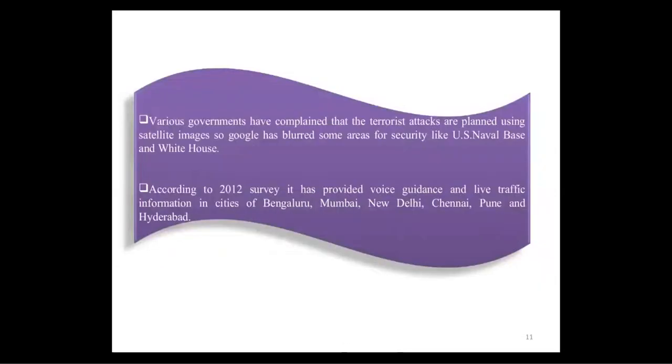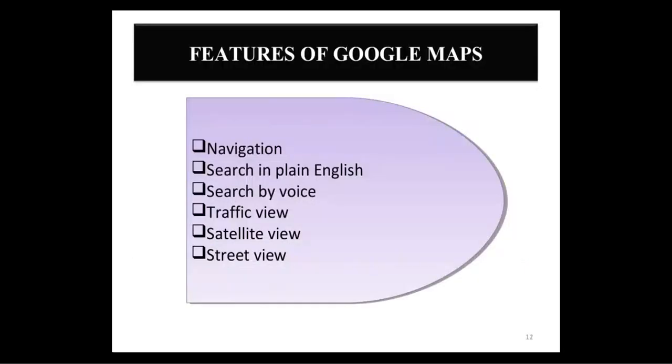Various governments have complained that terrorist attacks are being planned using satellite images, so Google has blurred some areas for security, like the US Naval Base and the White House. According to a 2012 survey, it has provided voice guidance and live traffic information in the cities of Bangalore, Mumbai, Delhi, Chennai, Pune, and Hyderabad. Features of Google Maps are navigation, search in plain English, search by voice, traffic view, satellite view, and street view.